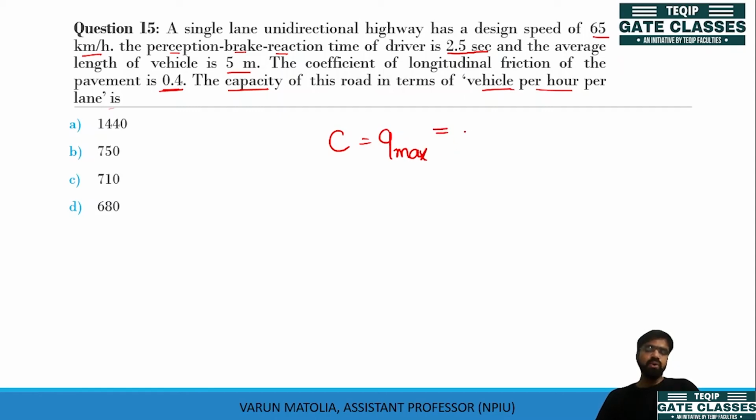So we know that Qmax is equals to 1000 multiplied by the design velocity divided by the SSD plus length of wheelbase. This combined value is your space headway.